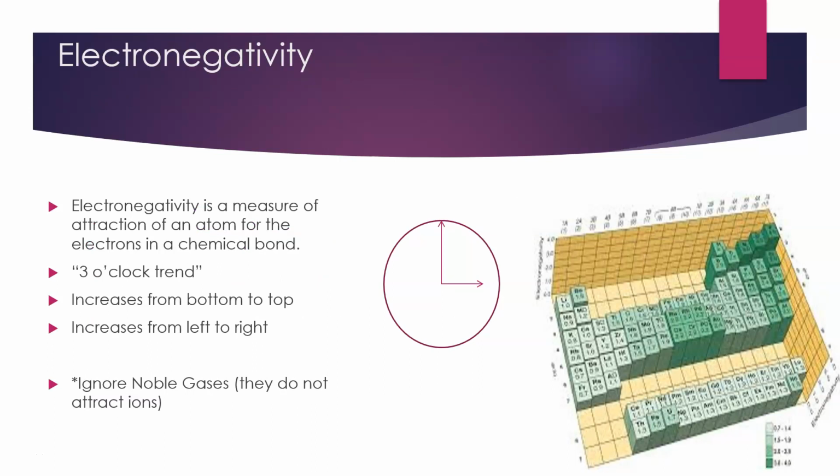Our next periodic trend is electronegativity. Electronegativity is a measure of the attraction of an atom for the electrons in a chemical bond, so how attracted they are to each other. Like ionization energy, electronegativity is also a 3 o'clock trend, meaning it increases from the bottom up to the top and increases from the left to the right. We are also still ignoring the noble gases because they don't attract ions.